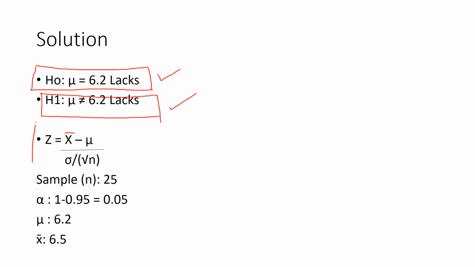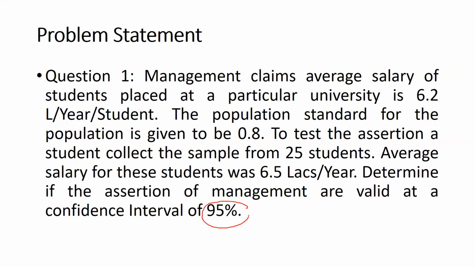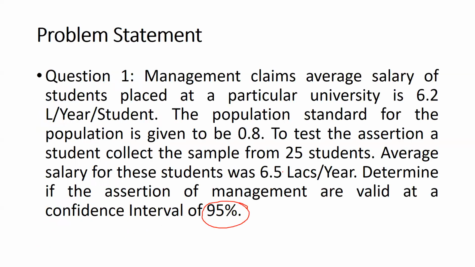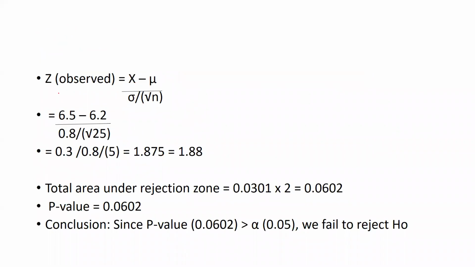Through this formula, we will put in all the values: z equals x bar minus mu divided by sigma divided by under root n. Sample size is 25. Alpha is 1 minus 0.95, that means 0.05, because we have already mentioned a 95% confidence interval. Mu is 6.2 lakhs, which is already given in our question, and x bar is 6.5. X bar means the sample mean, the average, and 6.2 is the population mean. So we represent this by mu and this by x bar.